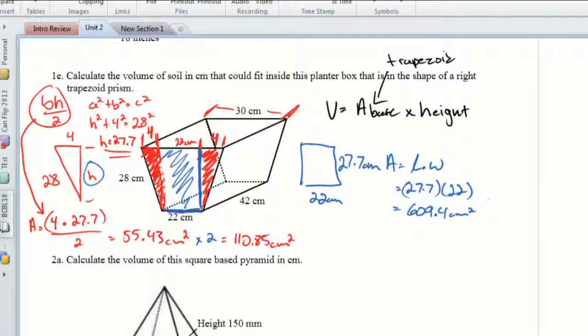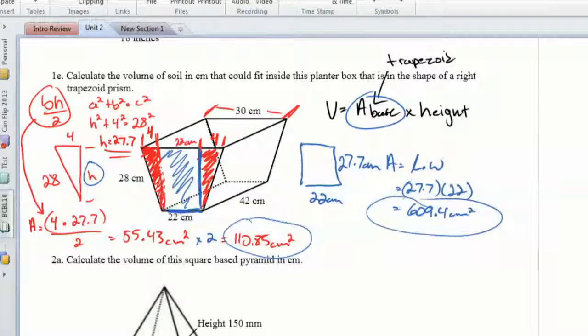All right, so now I have enough information to find the area of the base. I know the two triangles and the rectangle. If I add those two things together, it will give me the area of the base. So I will just go down below here. Area of base is going to be the 110.85 plus the 609.4.